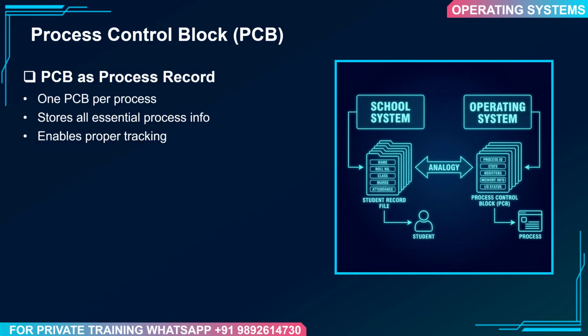Think of PCB as a detailed record file that the operating system maintains for every process. Just like a school keeps a file for every student containing their name, roll number, class, marks, and attendance, the operating system keeps a PCB for every process containing all the essential information needed to manage that process. Without PCB, the operating system would have no way to track processes properly.